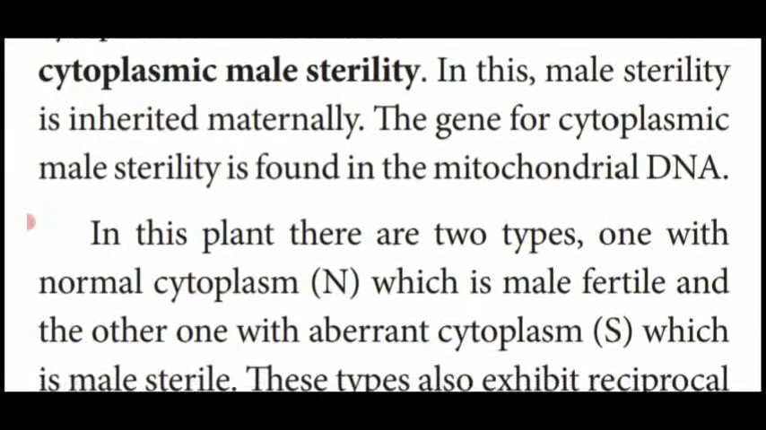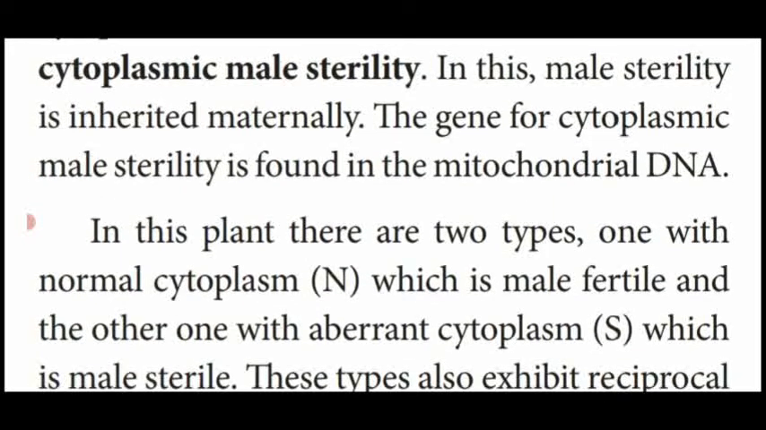So the male sterility is inherited from the maternal, that is the female parent. The gene for cytoplasmic male sterility is found in the mitochondrial DNA. The plant has a cytoplasmic region which contains mitochondria. This mitochondria has the DNA with the male sterility.